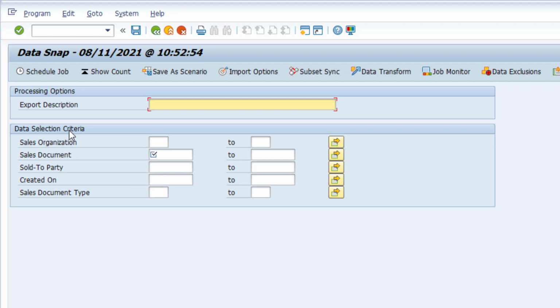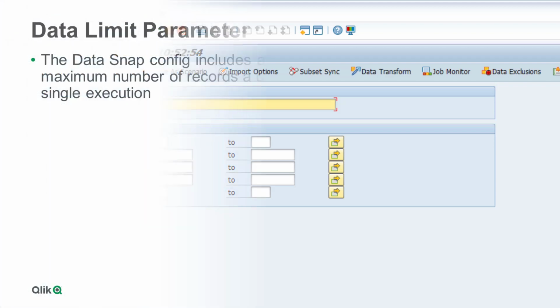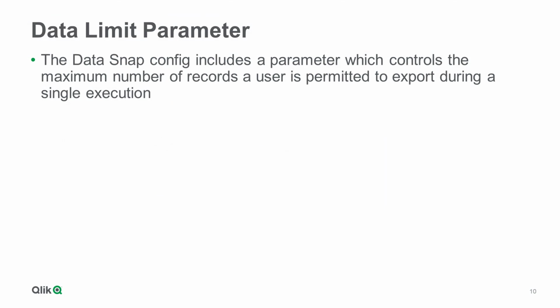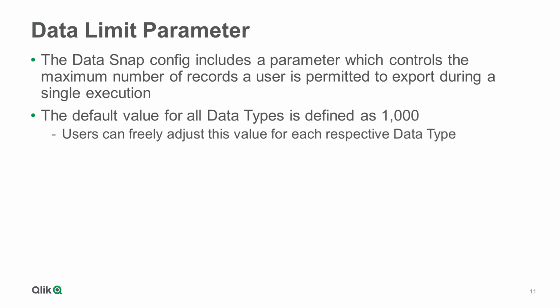I'll now share details about an important parameter that is part of this config. The DataSnap config includes a parameter named Data Limit. It controls the maximum number of records that a user is permitted to export during a single execution. The default value is defined as 1000 for all data types, which are delivered standard by Qlik. Users are free to adjust this value accordingly for each respective data type according to the organization's requirements.